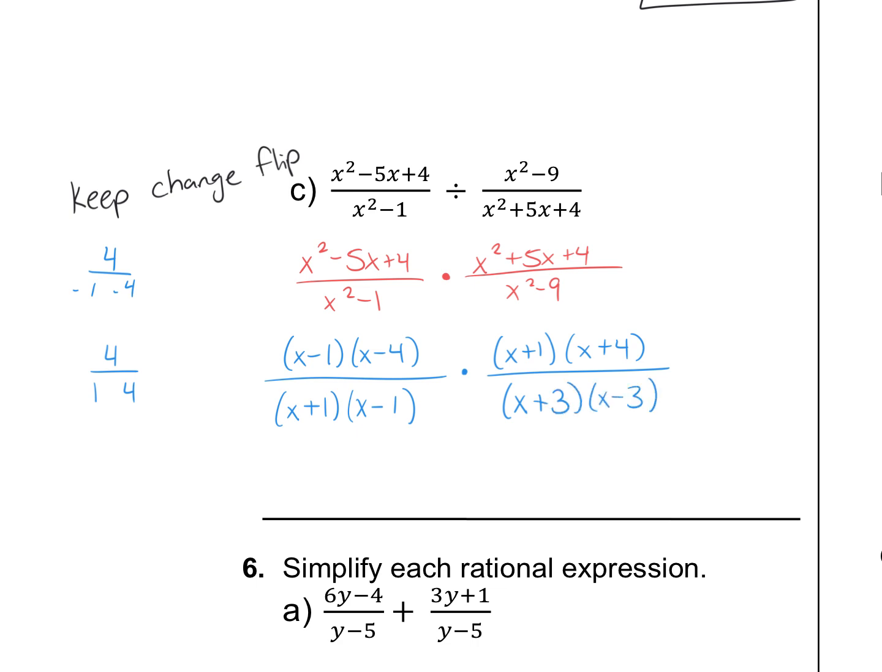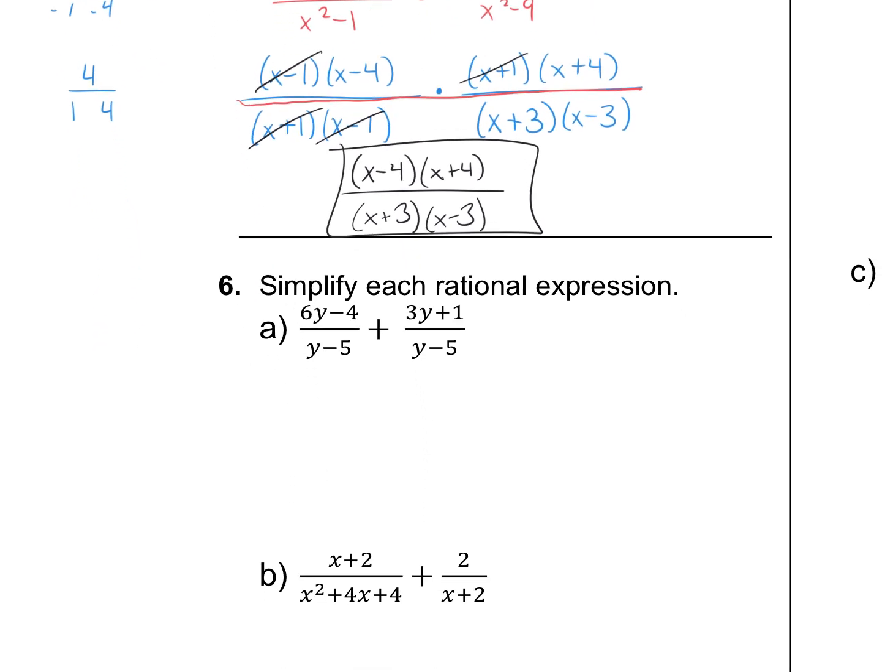Again, it's multiplication, so we can turn this into one big fraction. What step are we at? Cancel. What do we got? X plus 1, x plus 1. X minus 1, x minus 1. That's it. So what's left on the top? X minus 4 times x plus 4, over x minus 3 times x plus 3. Good. Good job.